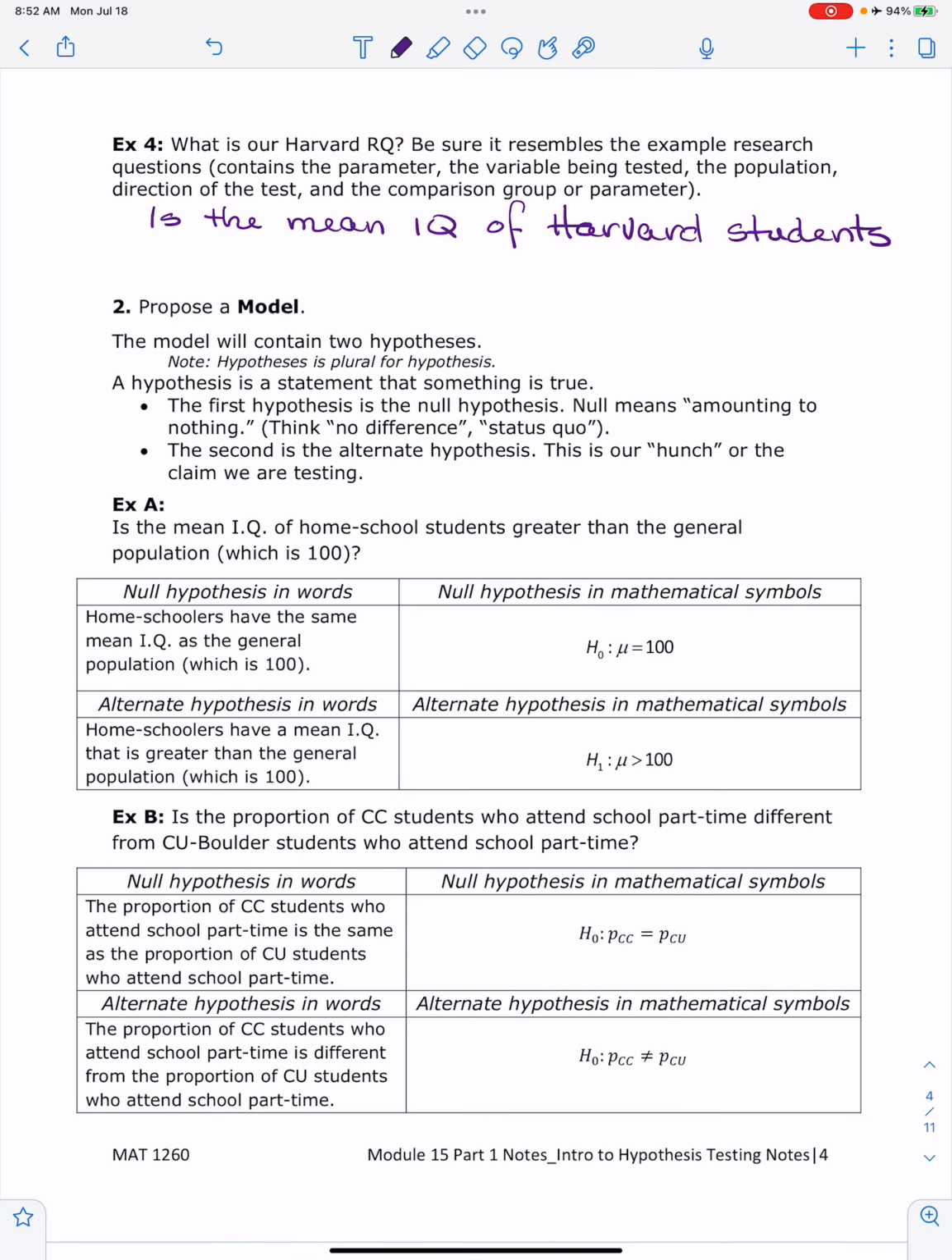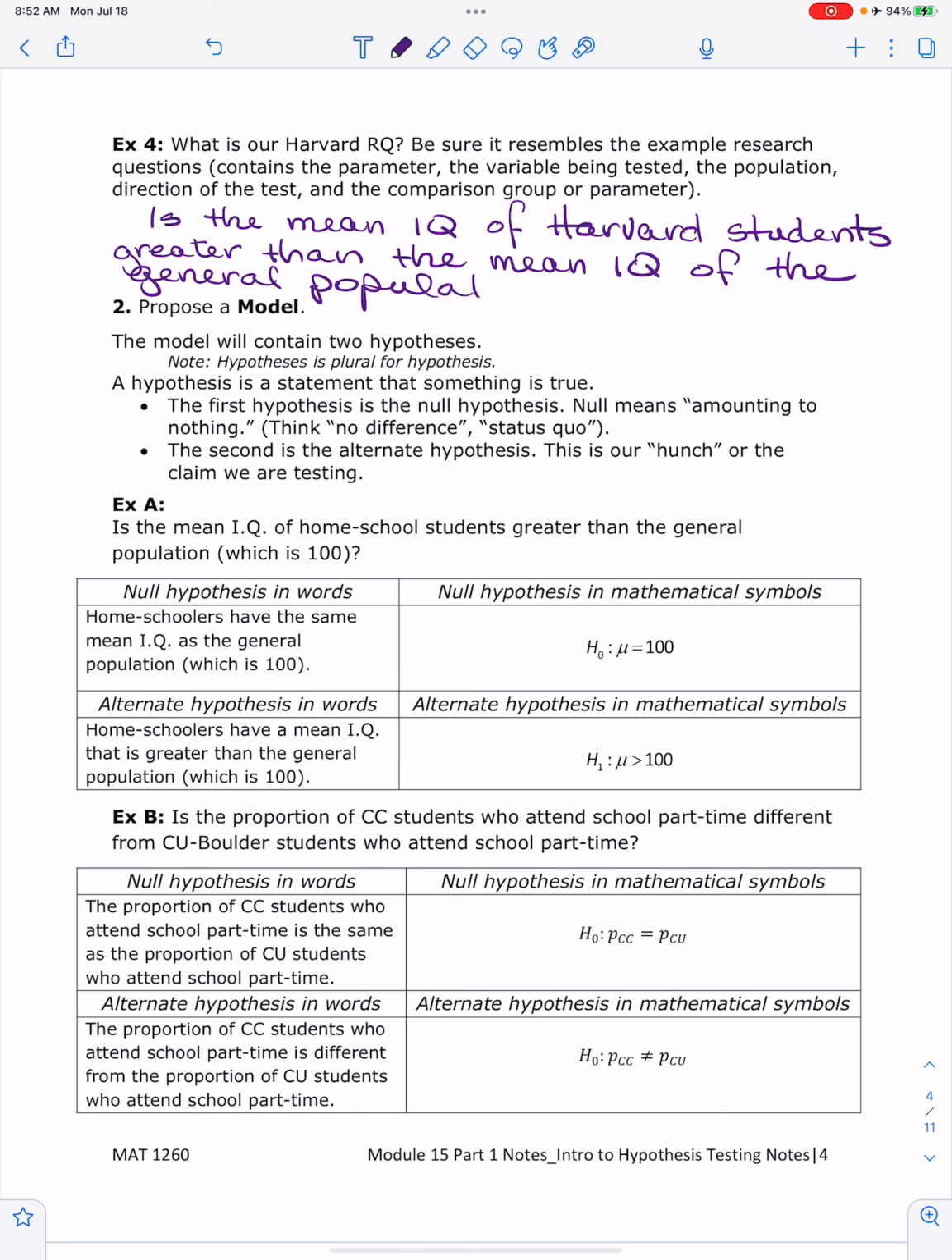So is the mean IQ of Harvard students greater than the mean IQ of the general population? And it doesn't hurt to state what that is, so we know exactly what we are comparing to.